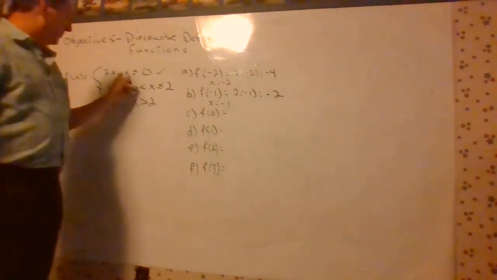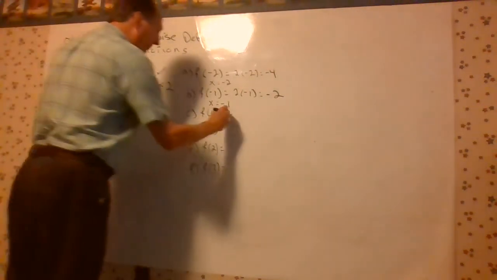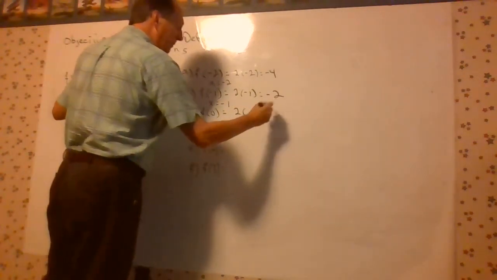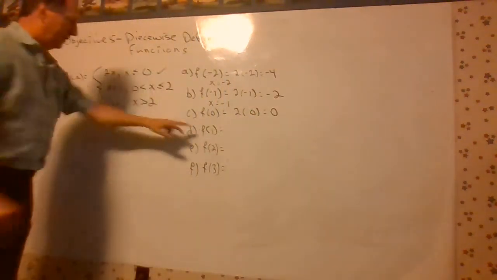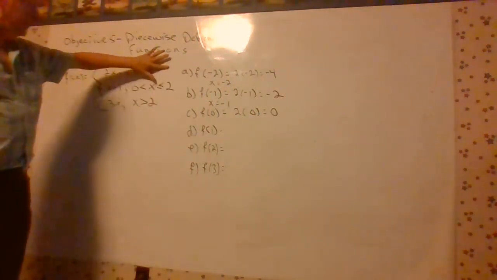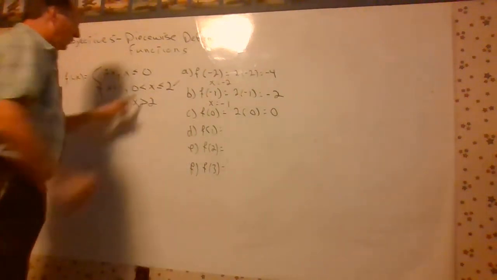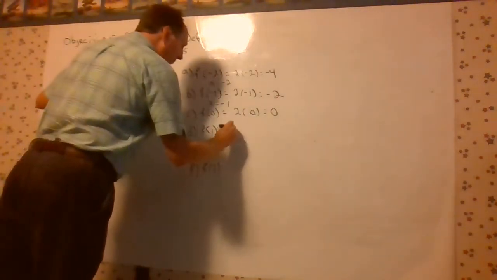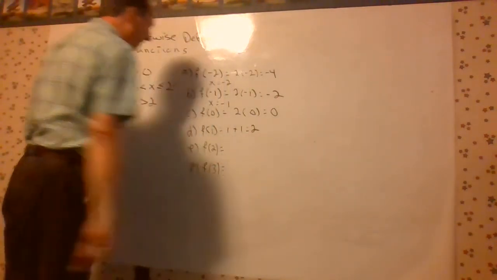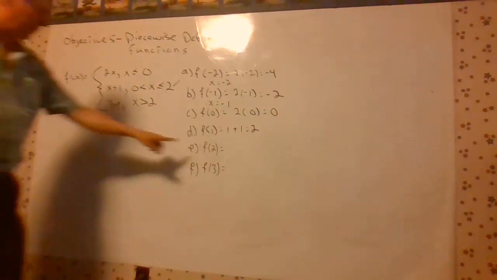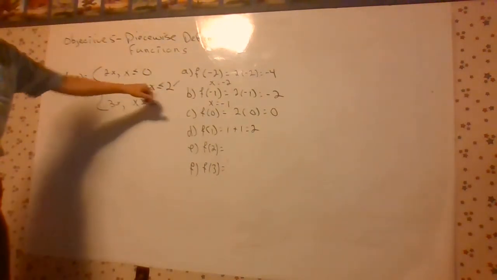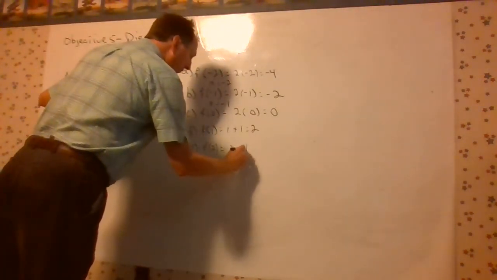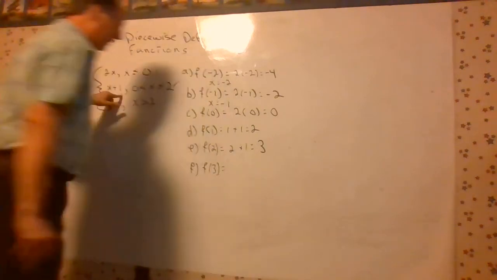F of 0, 0 is less than or equal to 0, still in the first part of the domain here. And then when we get to f of 1, 1 is in between 0 and 2, so we're going to use x plus 1. So 1 plus 1, or 2. F of 2, x equals 2, so we're in between 0 and 2, equal to, so we'll use x plus 1. 2 plus 1, or 3.